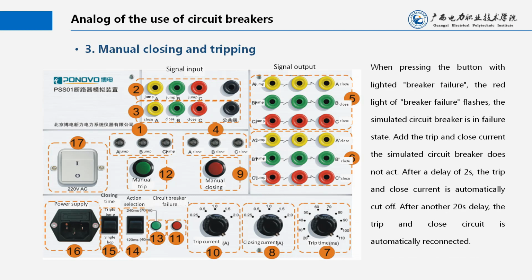When pressing the button with lighted breaker failure, the red light of breaker failure flashes. The simulated circuit breaker is in failure state. Add the trip and close current. The simulated circuit breaker does not act. After a delay of 2s, the trip and close current is automatically cut off. After another 20s delay, the trip and close circuit is automatically reconnected.